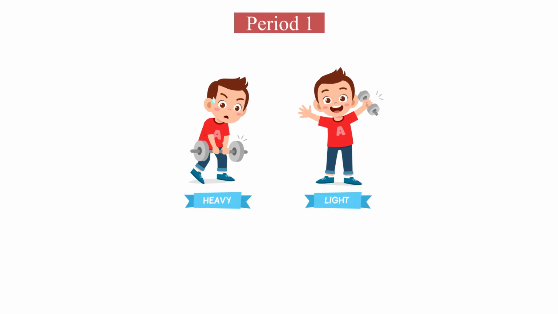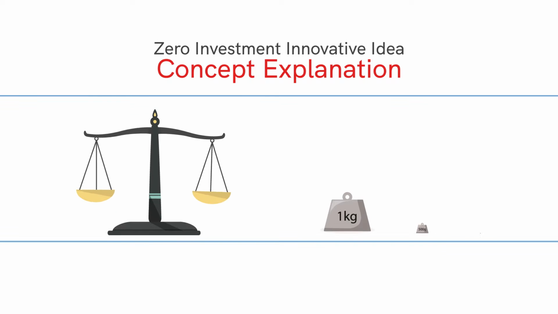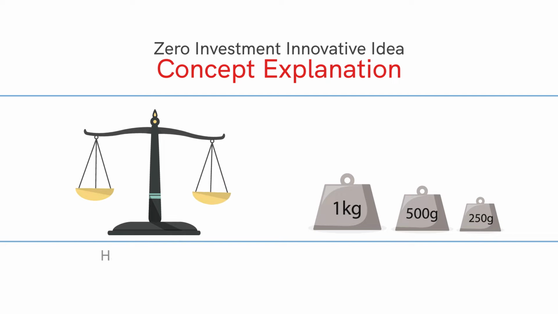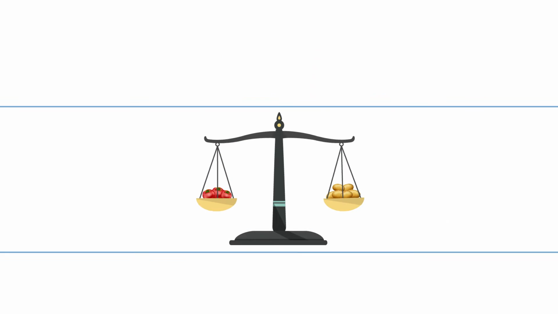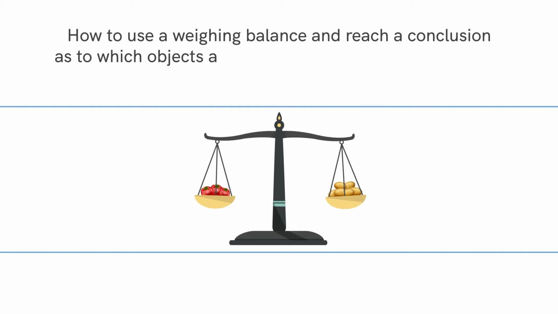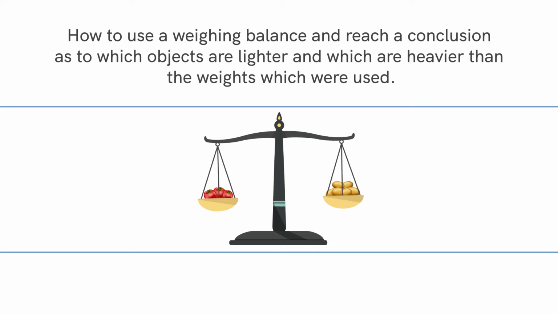In period 1 of the lesson, How Heavy, How Light, we implemented the zero investment innovative idea of concept explanation and guided the students through an exercise whereby they had hands-on experience with weights and weighing scales. We ended the session by teaching them how to use a weighing balance and reach a conclusion as to which objects are lighter and which are heavier than the weights which were used.